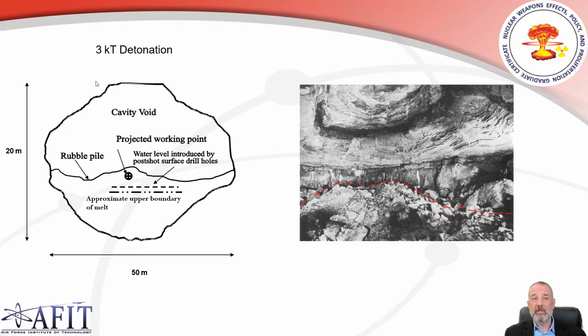So to start, we're going to look at a photograph that was taken from inside an underground chamber created by a nuclear detonation, specifically by a 3 kiloton device. Now this crater's about 20 meters high and 20 meters in diameter. And we've got this cool little figure here, and then we have the actual photograph.